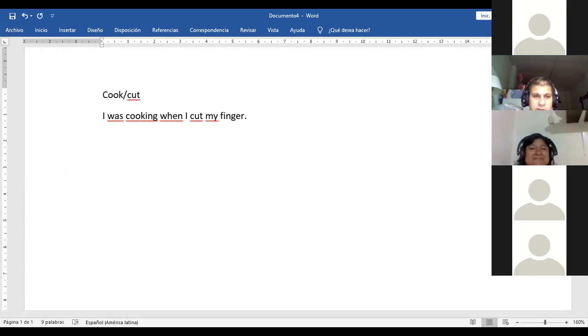Entonces, algo así, similar a esto, van a trabajar ustedes con los cinco pares de verbos que tienen, ¿ok? Se van a ir a trabajar en sus grupos. One is going to be past continuous and the other one simple past. Una acción está pasando o estaba pasando cuando otra la interrumpe, ¿ya? We need to use when.